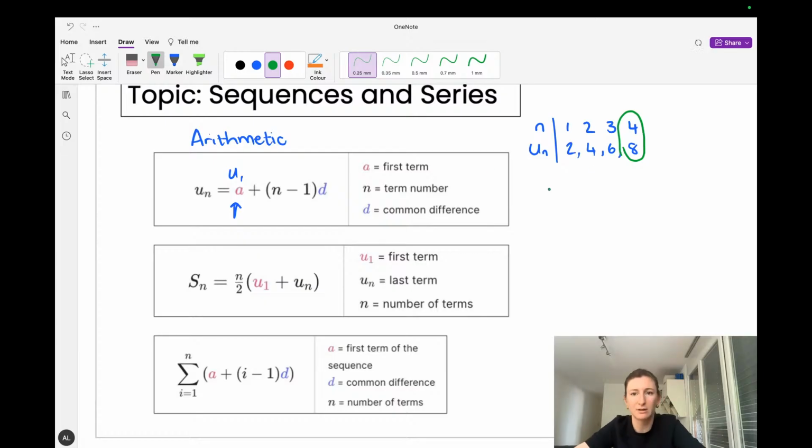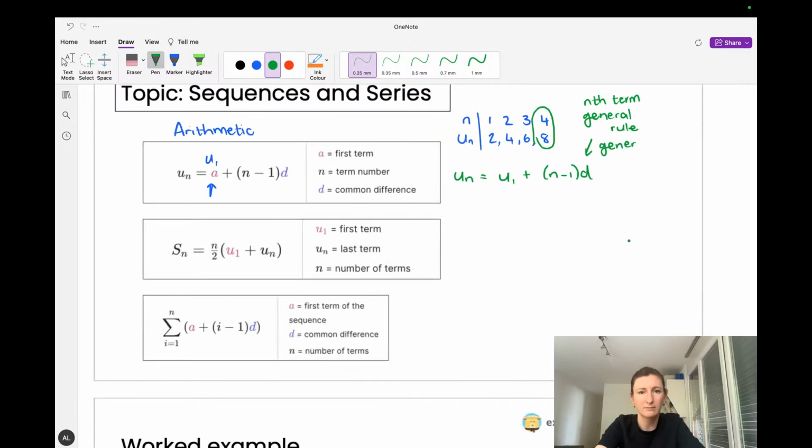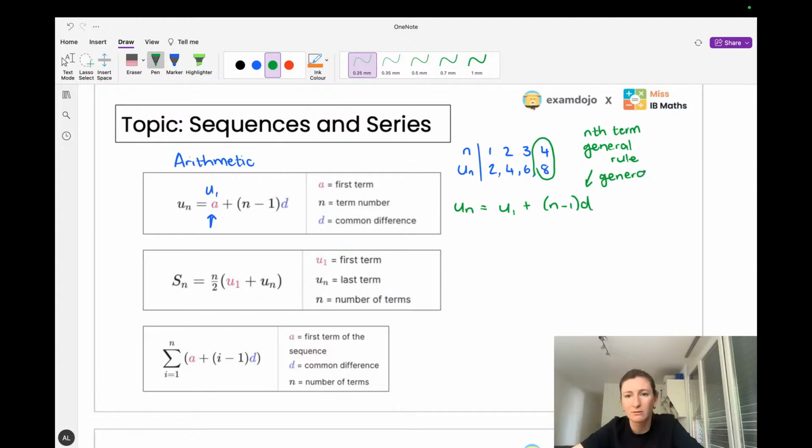So we could see how that would look. We are taking u, and we want to get a general term. I'm going to write u1 because that's how it appears in the formula booklet. The names for this we call nth term, general rule, general term. There's all these different words. Let me just zoom out a little bit. General term, general rule, nth term, all of those mean just the general thing. So we can find any term in the sequence.